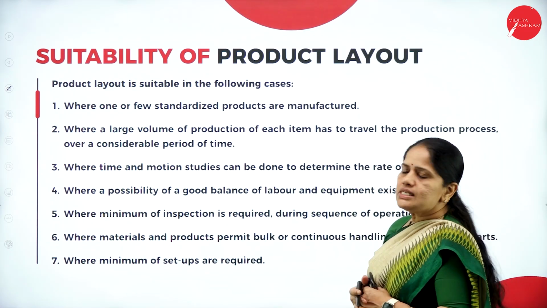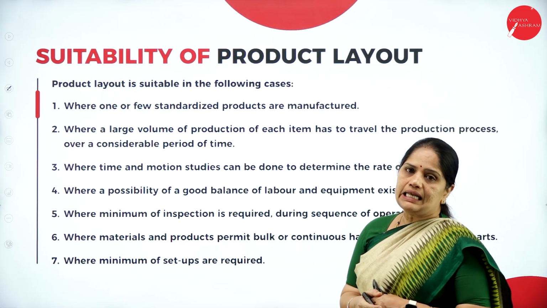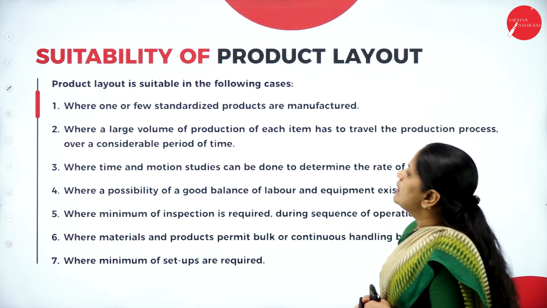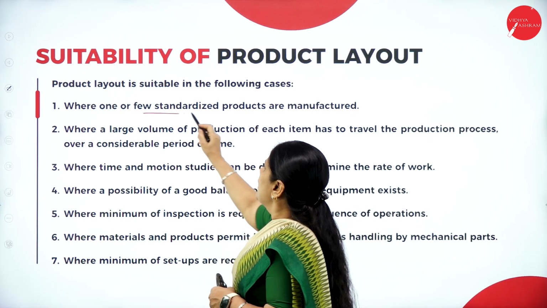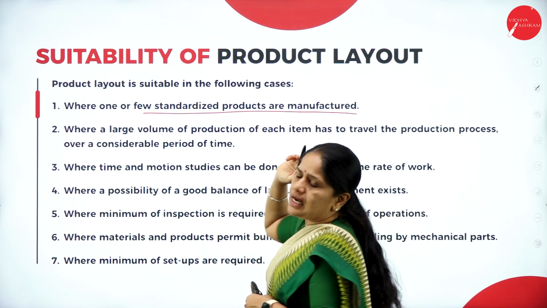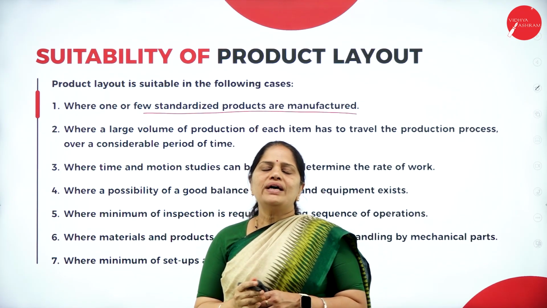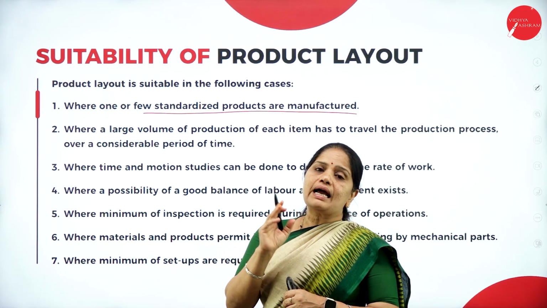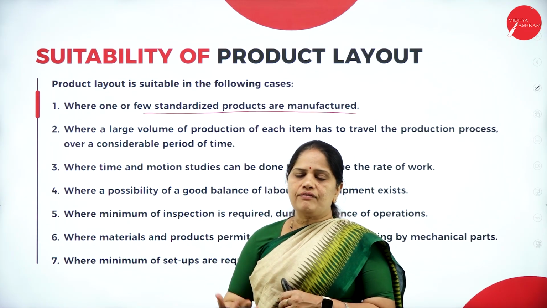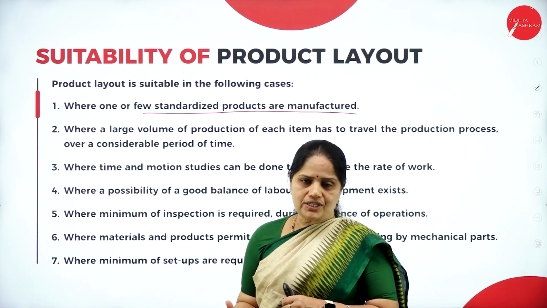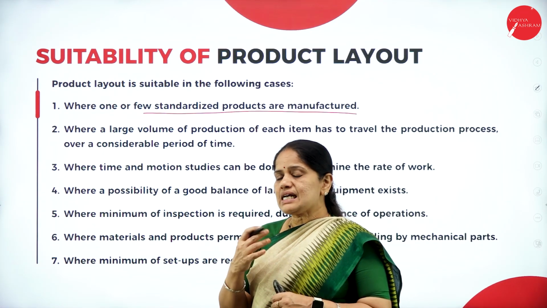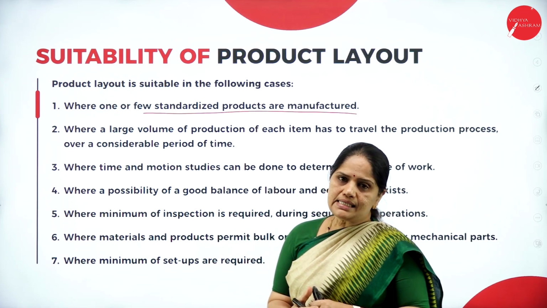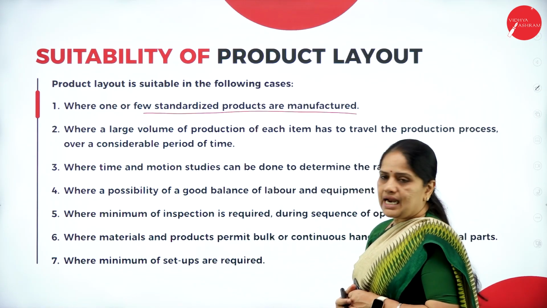Then what is the suitability of the plant layout? Where is it most suitable? It is suitable in the following cases. Where one or a few standardized products are manufactured. So when the products you are manufacturing are identical, for example, the manufacture of toilet soap, shampoo, or face cream. All these are standardized products, and as such, they have to meet the standards.